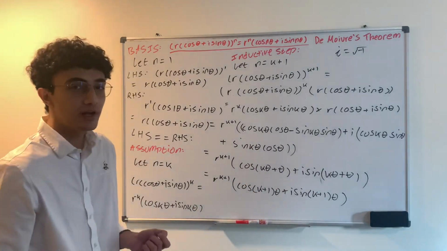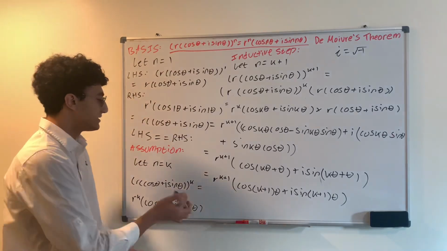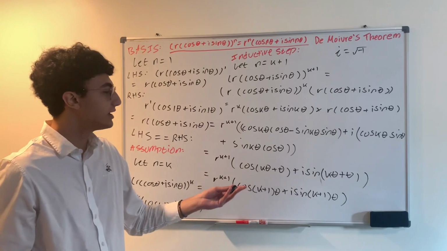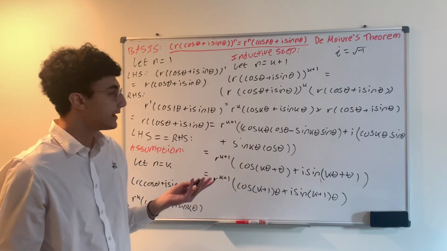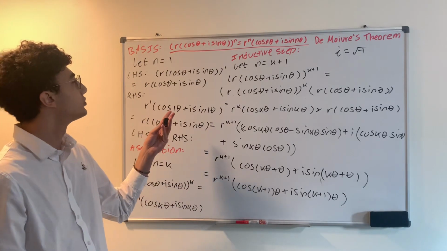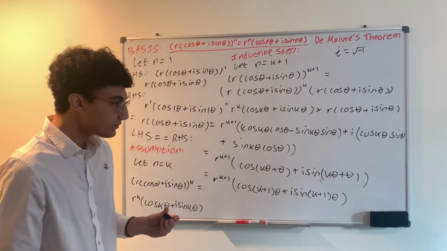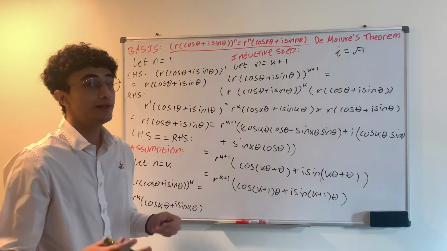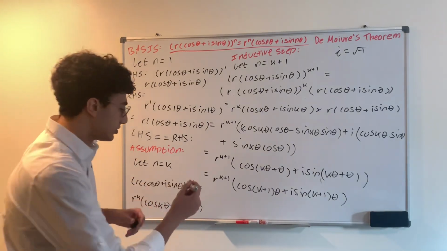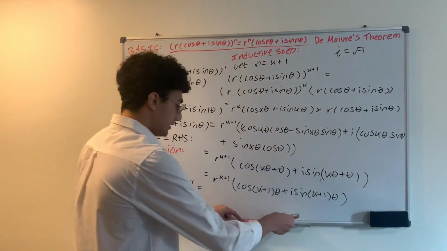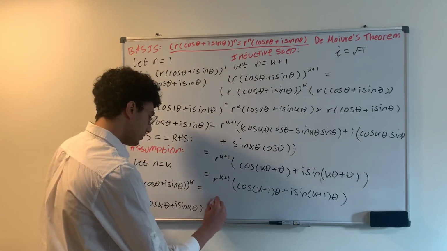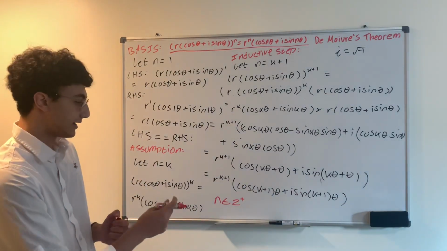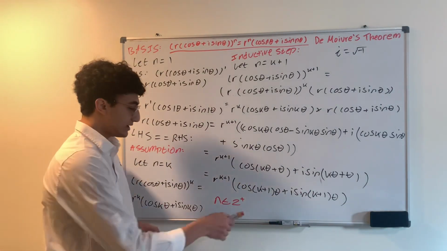So essentially what we have done here is proven that it has held true. If n equals k is true, then it has also been shown that n equals k plus 1 is also true. And n equals 1 has also been shown true. As a result, the theorem is valid for any natural number n, that is, for positive integers of n. And that's it. That's what you do.